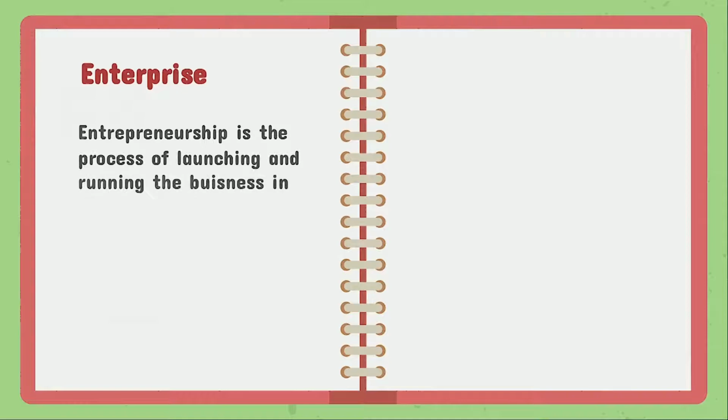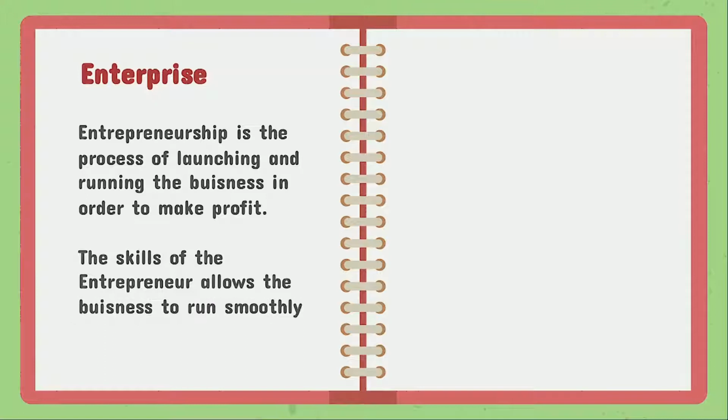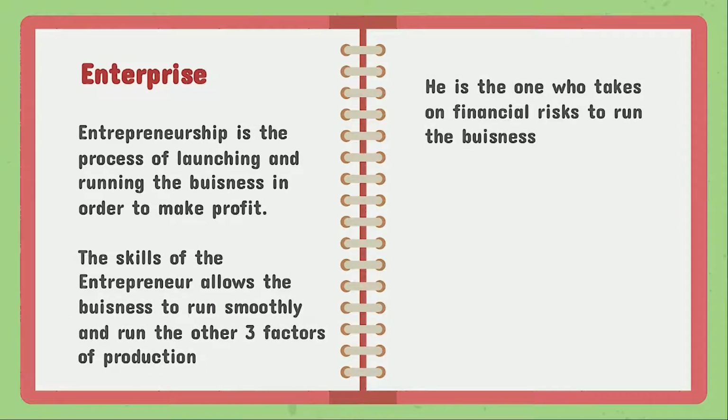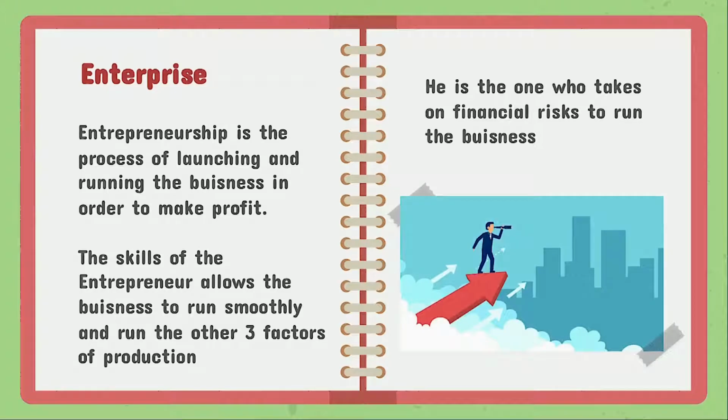The last factor is enterprise. Entrepreneurship is the process of launching and running a business in order to make a profit. The skills of the entrepreneur allow the business to run smoothly and to organize the other three factors of production. He is the one who takes risks in order to start a business.